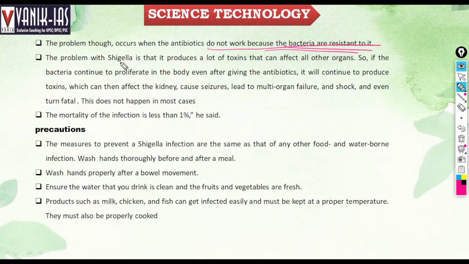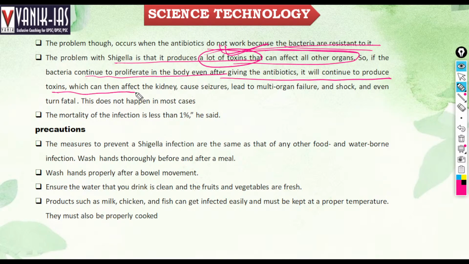The problem with Shigella is that it produces a lot of toxins that can affect other organs. So there are also side effects of the Shigella infection. If the bacteria continue to proliferate in the body even after giving antibiotics, it will continue to produce toxins, which can affect the kidney, cause seizures, lead to multi-organ failure, shock, even turn fatal. This doesn't happen in most cases, but it has the potential to kill a person by releasing various toxins that may lead to multi-organ failure. The mortality in case of infection is less than 1%.